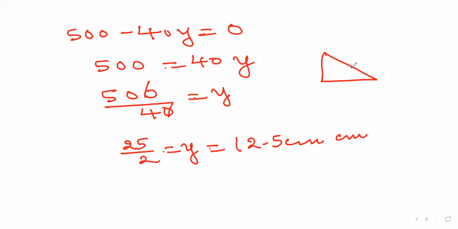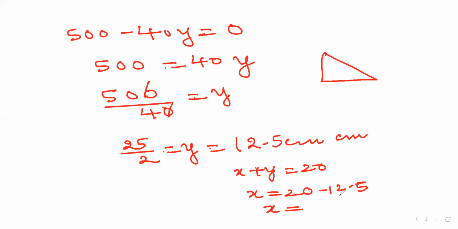See, x is not really asked, but x plus y is equal to 20. That's what we got, isn't it? x plus y is 20. So x is 20 minus 12.5. Yes. So x is equal to what? 20 minus 12.5. 20 minus 12 is 8. 8 minus 0.5 is 7.5. So we have x is 7.5. And y is what? 12.5.